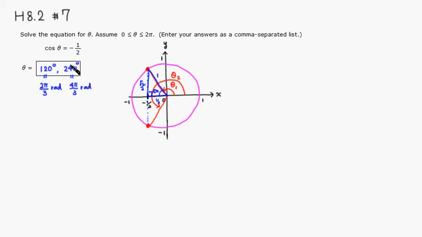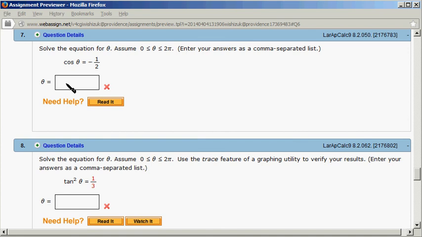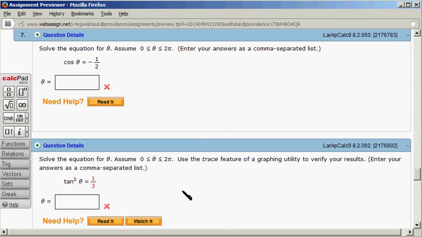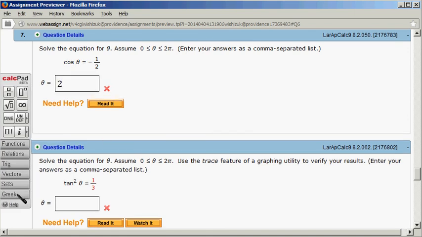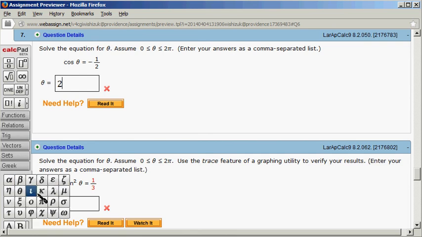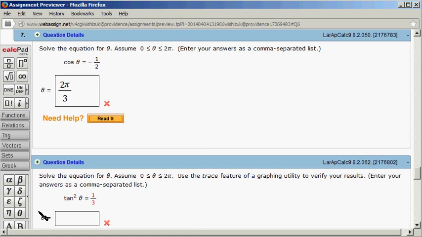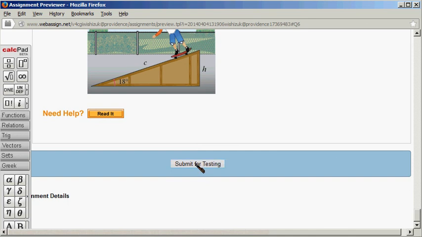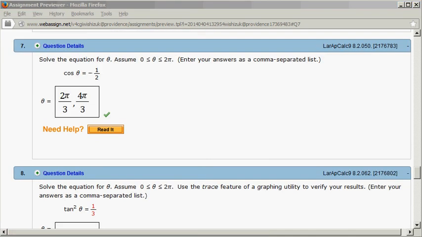So let's type those in. The answer we got was 2 pi over 3, and also 4 pi over 3. So let's submit for testing. All right, it came back and looks like we got this one correctly. All right, that's it. I hope that this was clear.